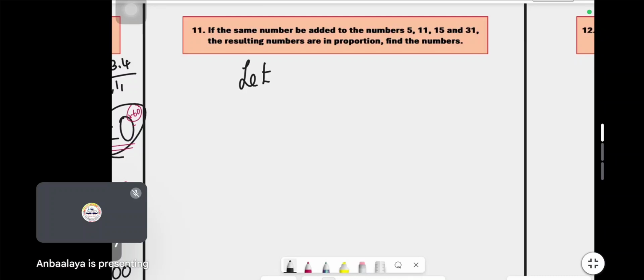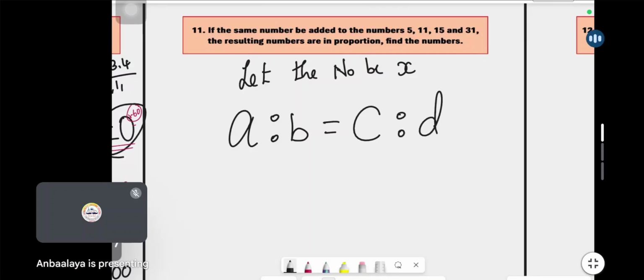Let the number be x. When we say 4 numbers are in proportion, we can write the numbers in the form A is to B is equal to C is to D. Here 5, 11, 15, 31 are not in proportion. They are telling us that if you add x to those numbers, then the numbers are in proportion.